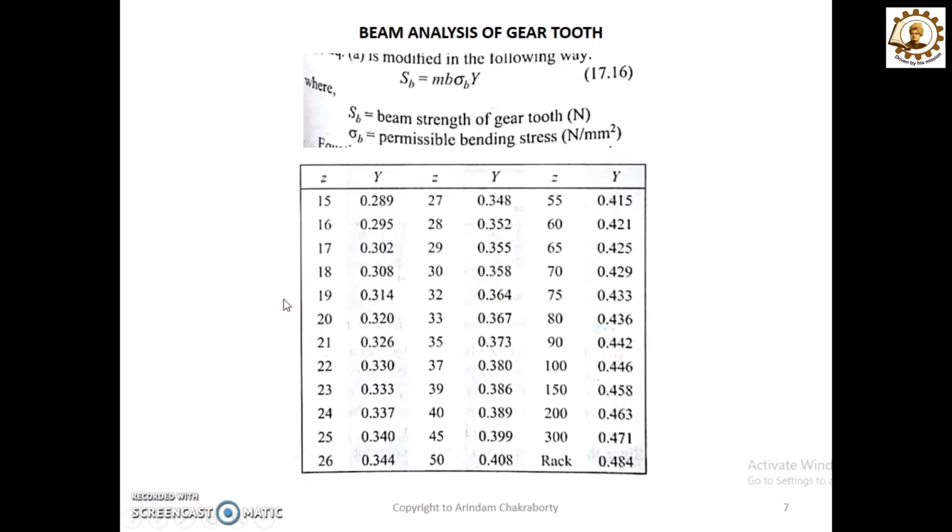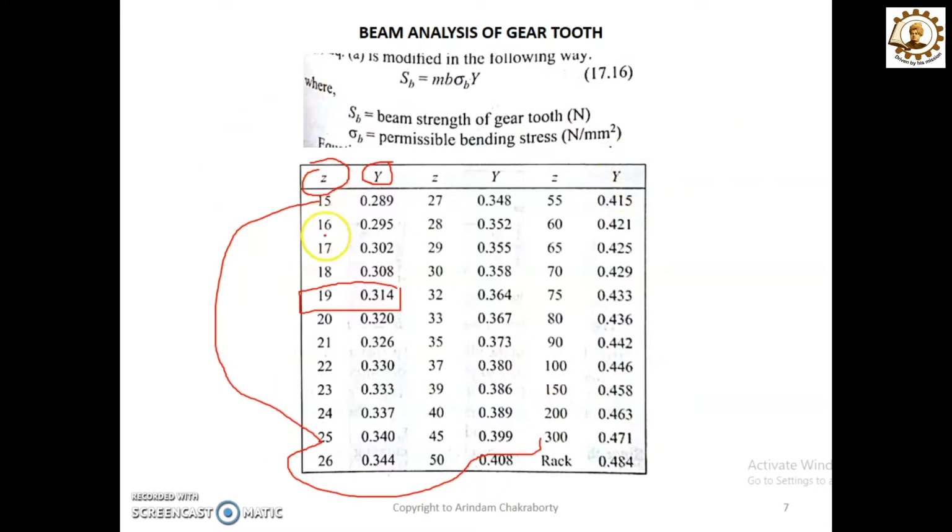Now as I have told you, how did I get the value of 0.314? The value of 0.314 has been deduced from this table. Here you could see that for 19 teeth, the value of y is 0.314. Similarly, for any number of teeth, where the number of teeth is represented by z and the Lewis factor is represented as y, from teeth number 15 to 300 you could find the value of y from this table.